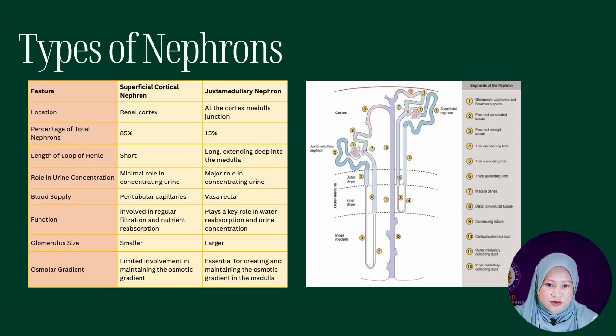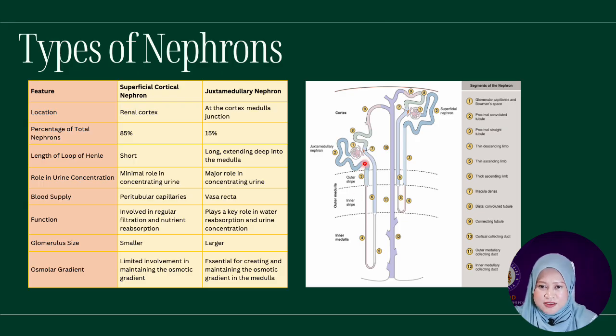There are actually two types of nephron, cortical and juxtamedullary. About 85% of all nephrons are cortical nephrons. These are located mainly in the outer part of the cortex. Their loops of Henle are relatively short and do not extend very deep into the medulla. So cortical nephrons are primarily involved in routine filtration and reabsorption. They filter plasma and reabsorb essential substances like water, glucose, and electrolytes.